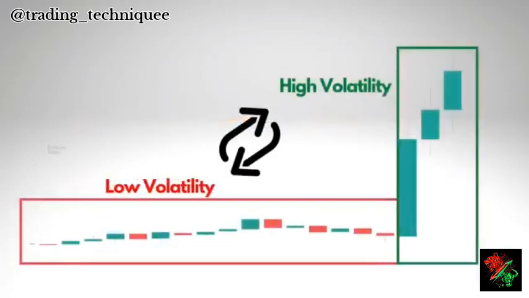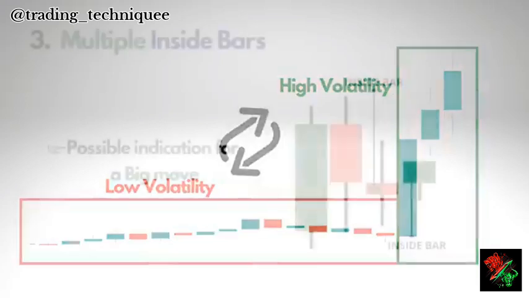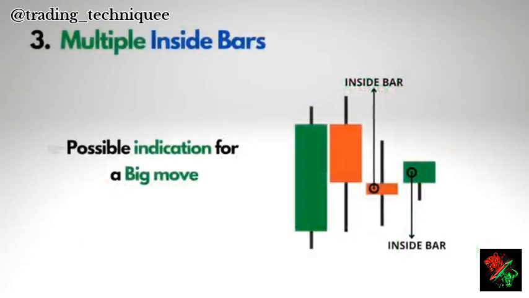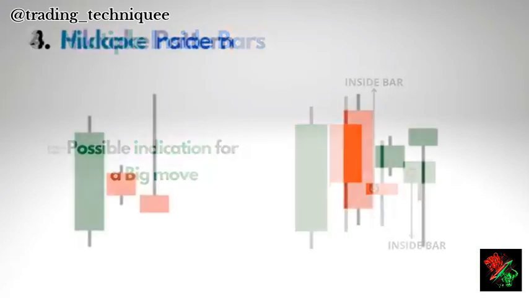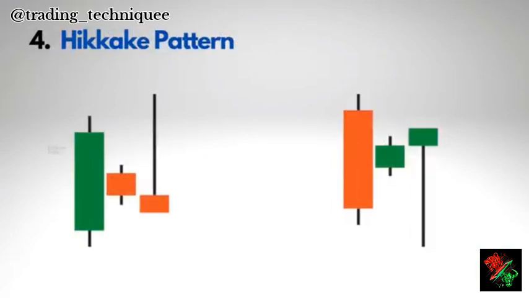And we know the market volatility is always changing. That is, it moves from a period of low volatility to a period of high volatility and vice versa. So, when you see multiple inside bars together, it is a strong sign that the market is about to make a big move soon. Now, the fourth type is the TEC pattern, which is a variation of the inside bar.